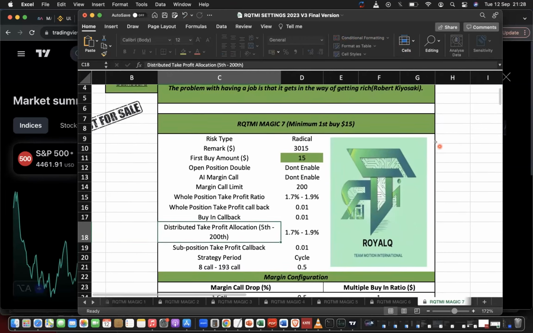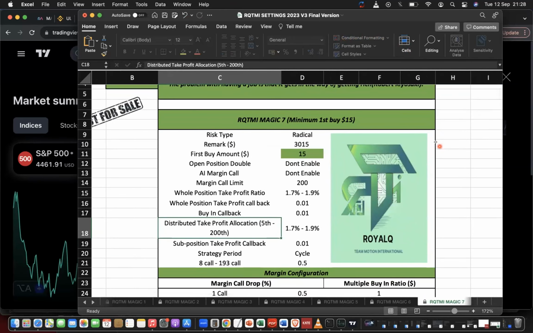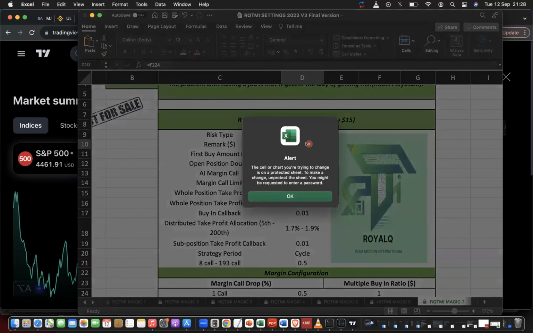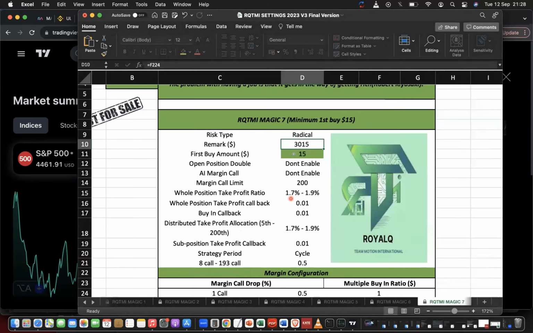Okay. So that's important. I'm just starting with the autopilot settings because most people will say, how do I set up the autopilot settings? Just use the Excel sheet and go to Magic 7. The capital is $3,000. Okay, we'll just put $3,000 here. You can't even change this. So just know it's $3,000 plus the first buying amount 15. Margin call limit is 200. And take profit, I said, just work with 1.6 for now.